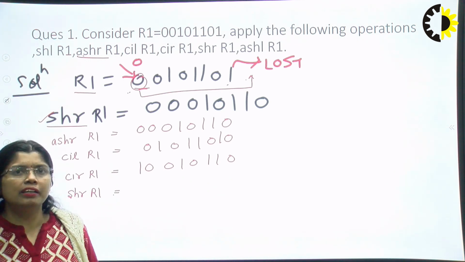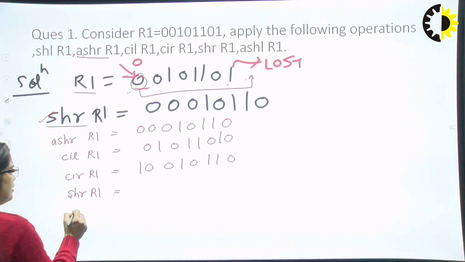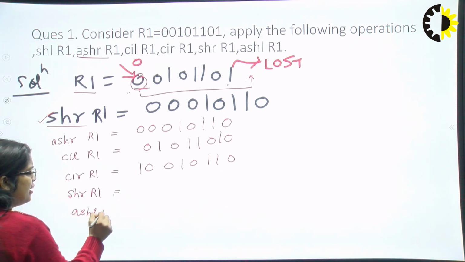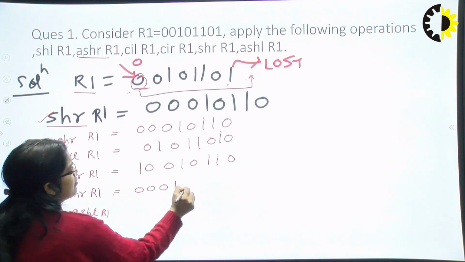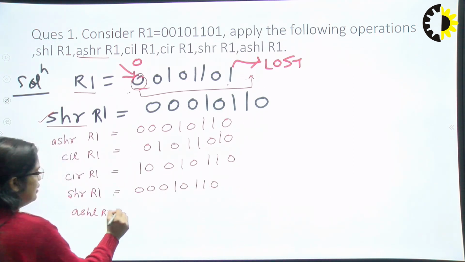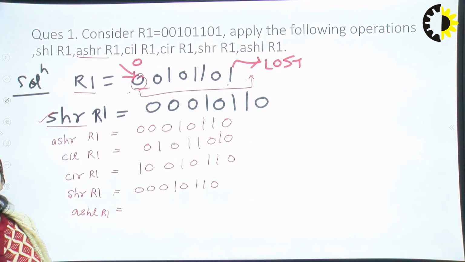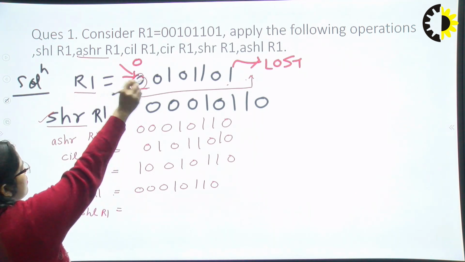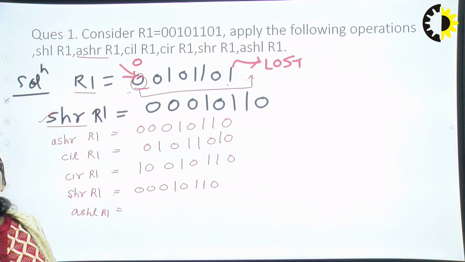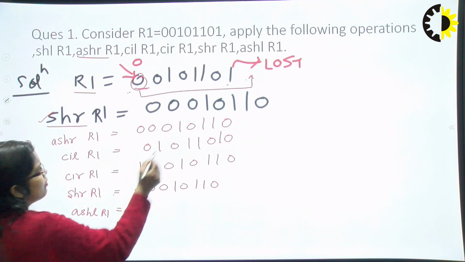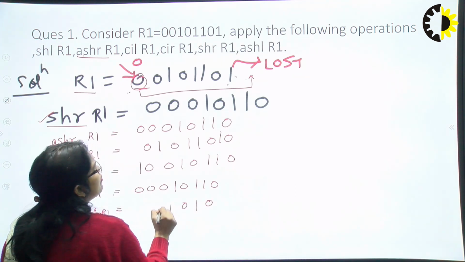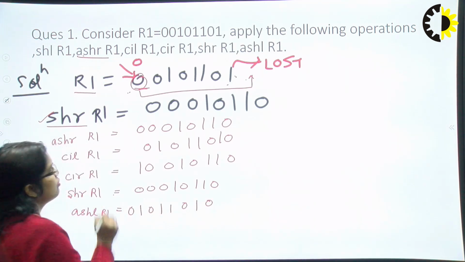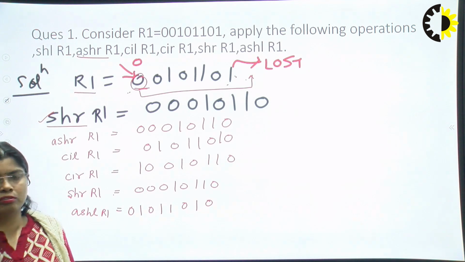And the next one is ASHL R1, arithmetic shift left R1. The result is 0, 0, 0, 1, 0, 1, 1, 0 there. What is the arithmetic shift left? Simply it is just like the shift left operation. This side you insert 0, giving 1, 0, 1, 1, 0, 1 and 0, and the MSB will be lost.